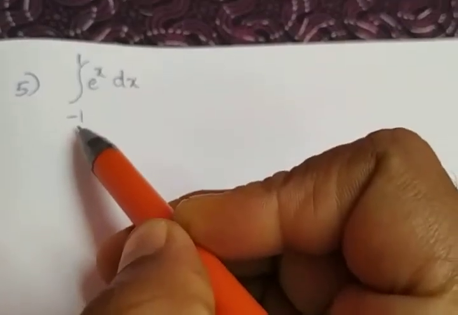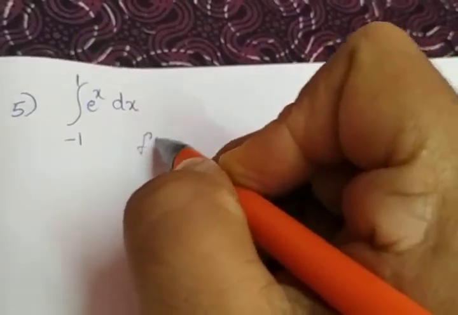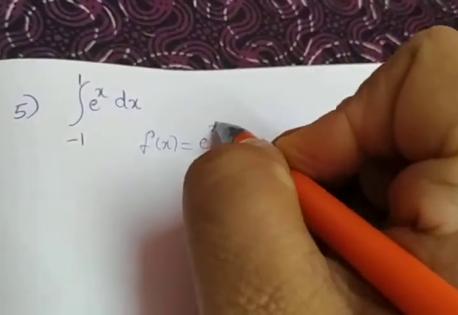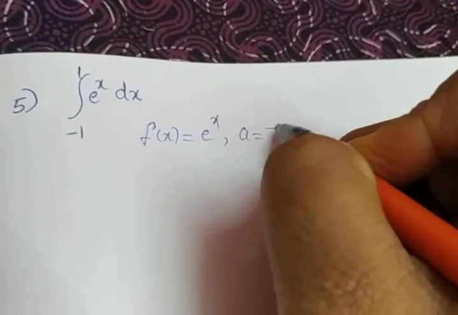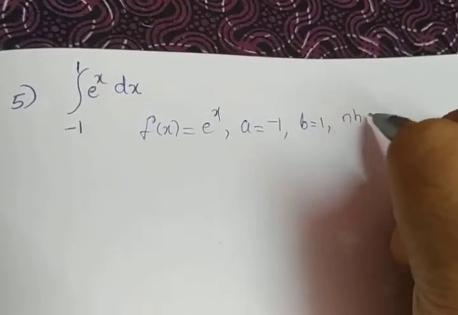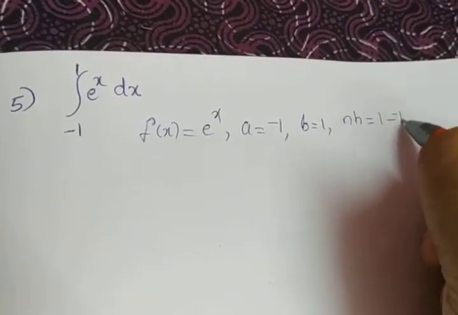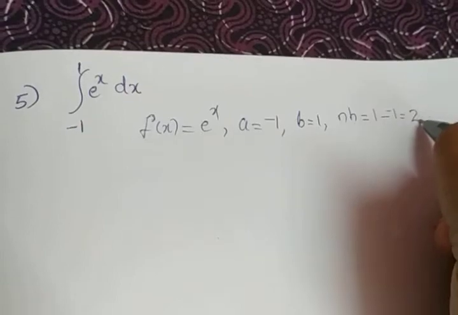So the next one, integral from minus 1 to 1 of e raised to x dx. So we will write the function f of x. What is f of x? f of x is equal to e raised to x. What is a? a is the lower limit, which is minus 1. b is the upper limit, 1. And we have to calculate nh. nh is equal to b minus a. That is 1 minus minus 1, that is 1 plus 1, 2.